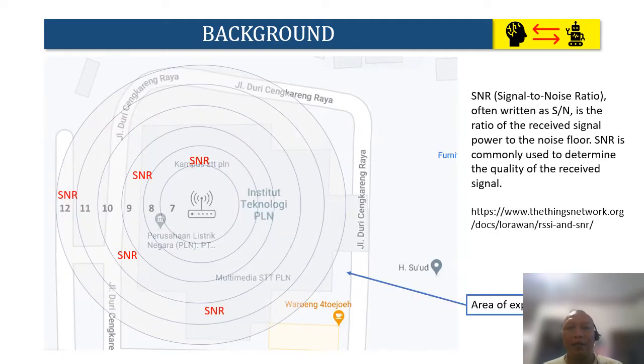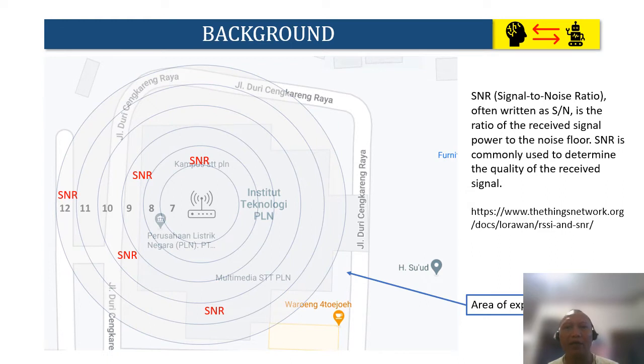And this is the area of experiment that we are trying to explore. This is the location of our campus. The circle here is determined for the coverage area of a LoRa sensor, besides the spreading factor, which is numbered 7, 8, 9, 10, 11, 12. This is the spreading factor, and also this is the SNR along with the signal coverage.